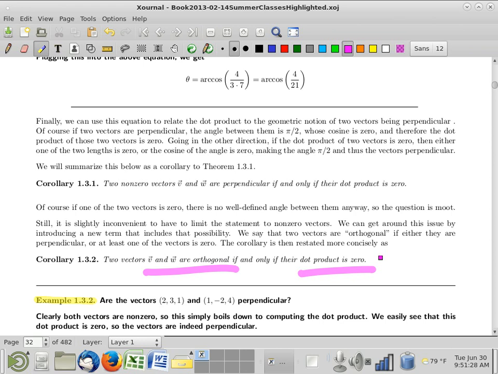And it's surprisingly relevant. Two vectors being perpendicular versus one of the vectors being the 0 vector, surprisingly often you want to pair those together. So orthogonality is a very useful idea. Usually, in fact, orthogonality is more useful than perpendicularity.